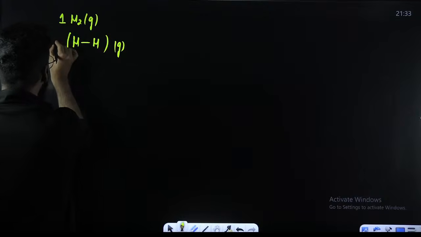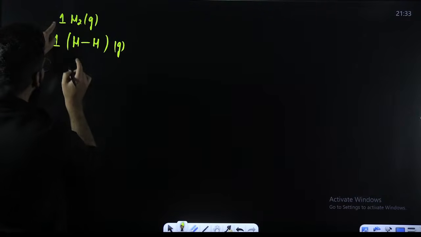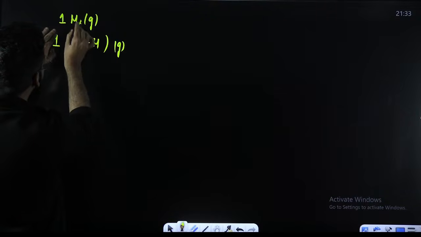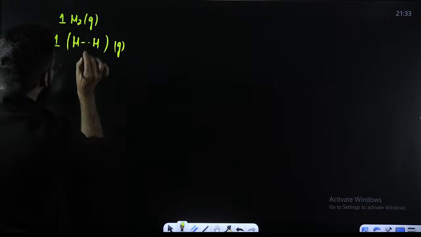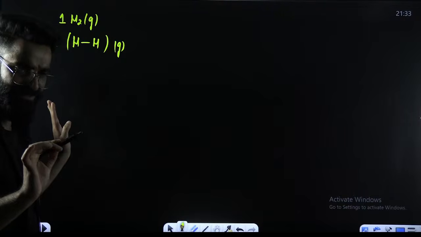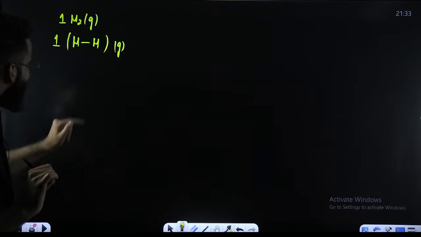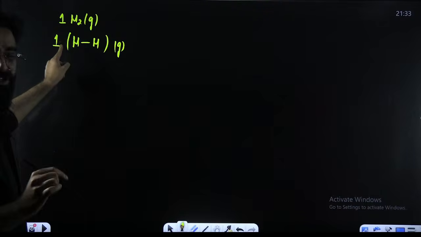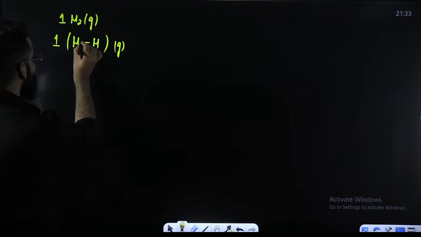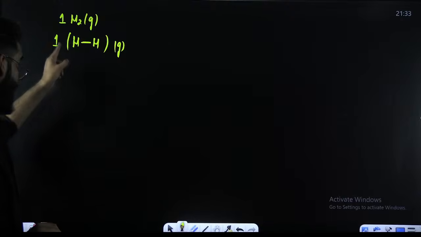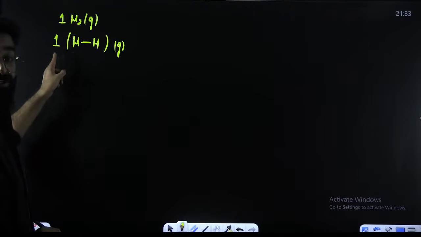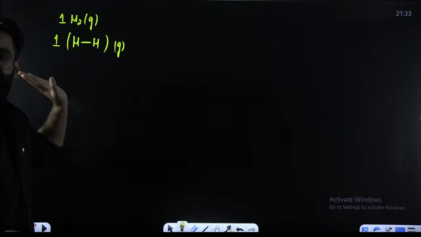Okay. So can I say, in 1 molecule of H2, there is 1 bond present? Can I say, in 1 mole of H2, there will be 1 mole of these gaseous bonds present?